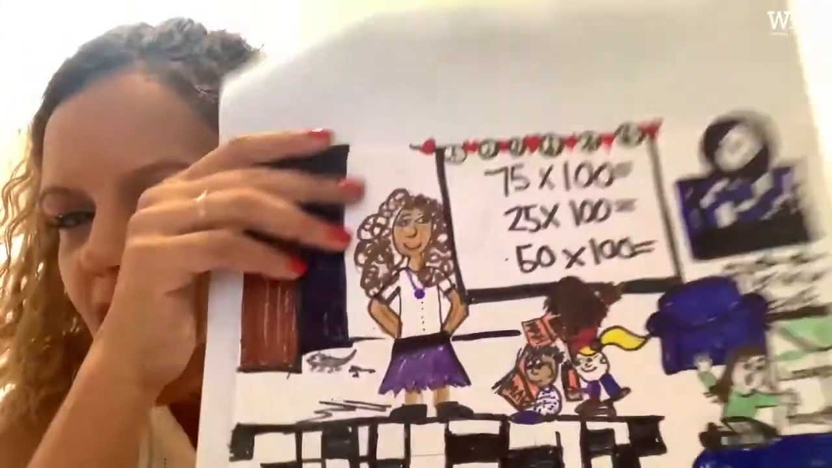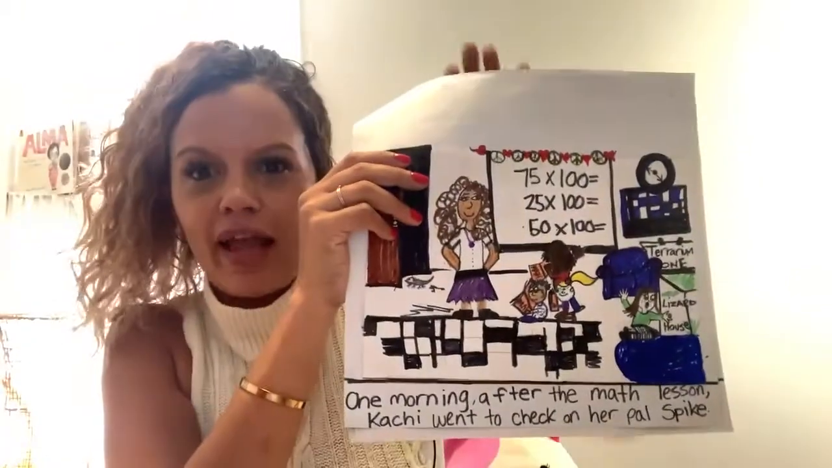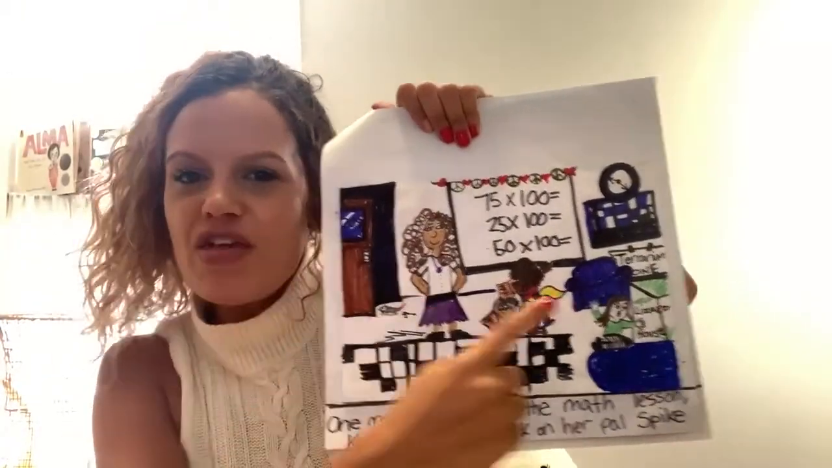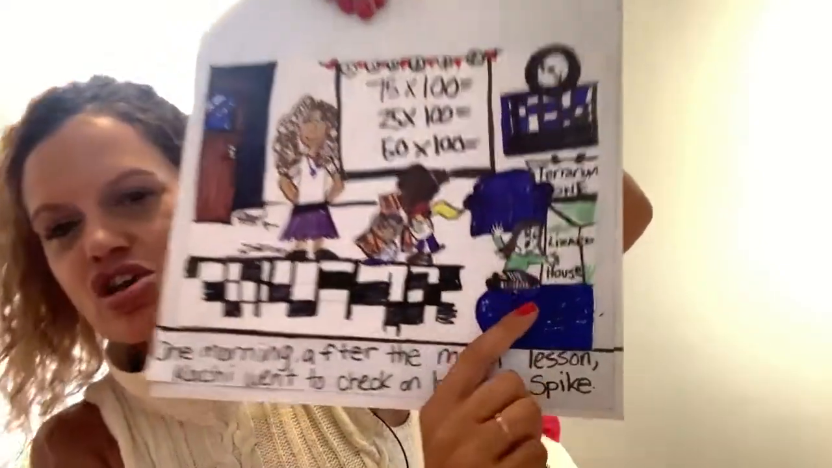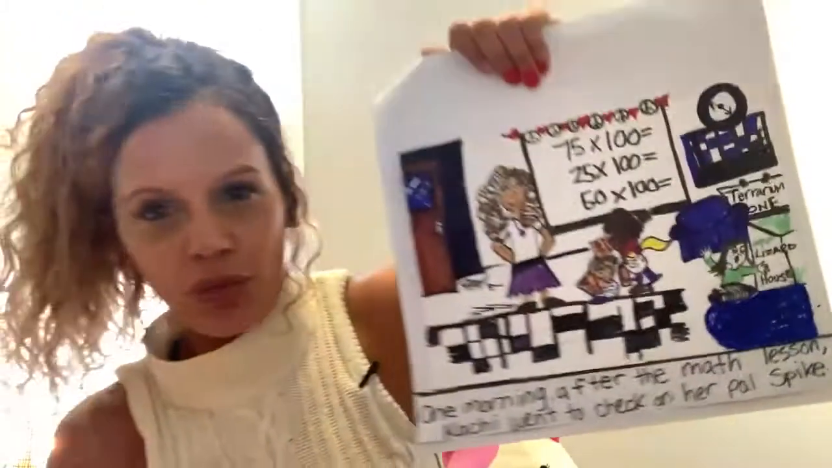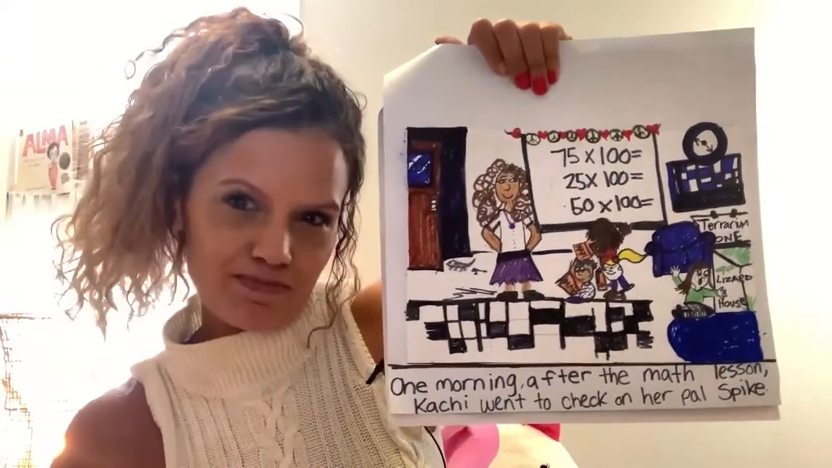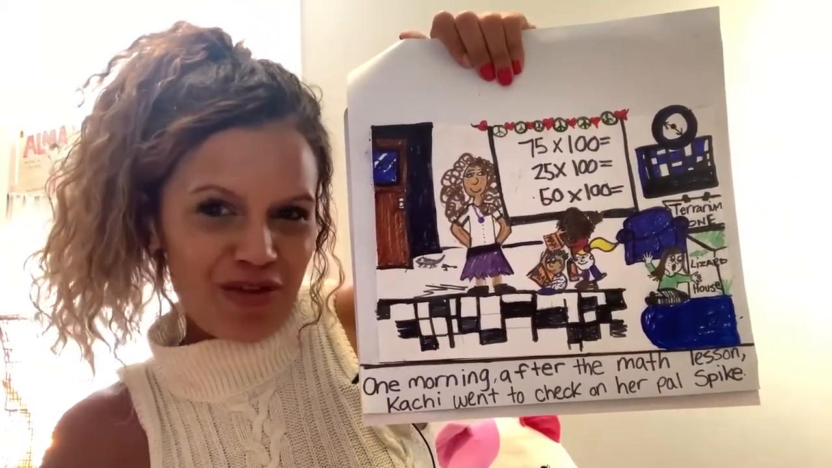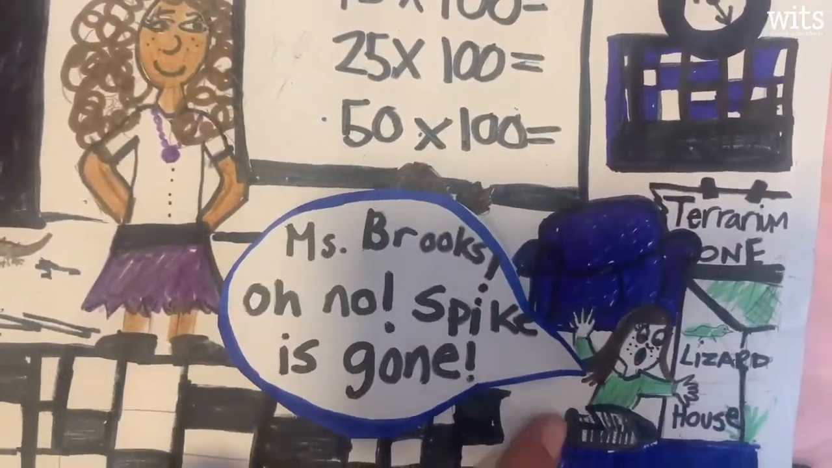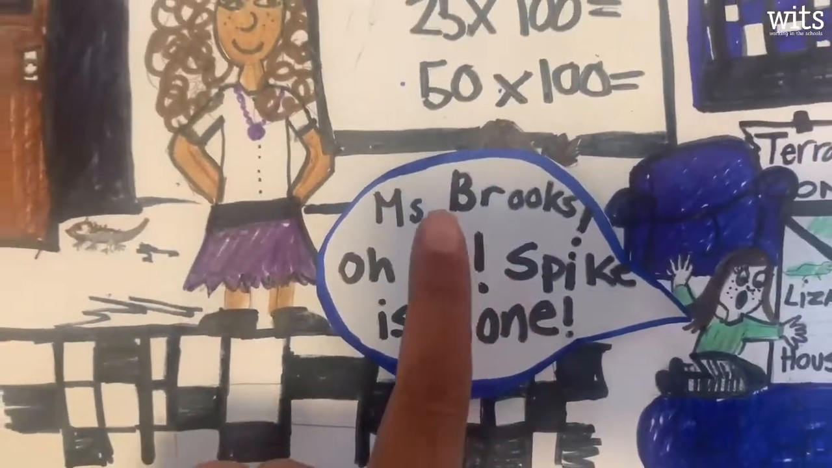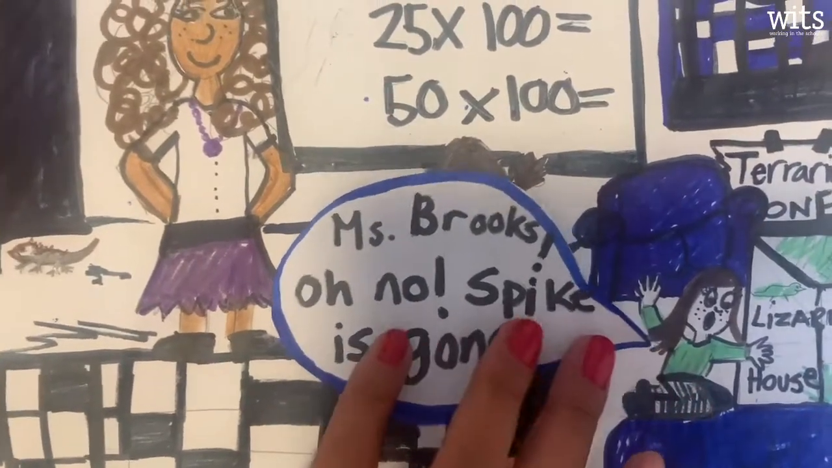If you look at her face, what speech bubble could I add, do you think, that would capture how she's feeling? What do you think she's feeling, or what's the speech bubble like? What's something that she would say now that she noticed one of her favorite pals in the world, precious baby Spike, is missing? I'll show you what I was thinking. I thought Kashi would say, Miss Brooks, oh no, Spike is gone. Because look at her face, and she really was scared.